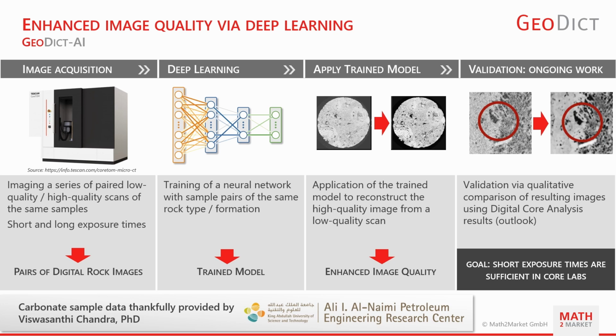I will go through our workflow, starting at image acquisition. So we need pairs of low quality and high quality scans of the same samples acquired at short and long exposure times. We use these pairs of digital images from similar formations to train a neural network. And finally, we apply the trained model to low quality scans in order to reconstruct high quality images.